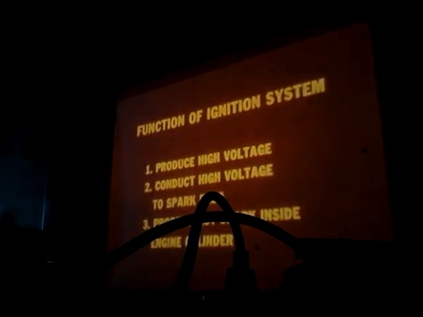Generating high voltage is only 1/3 of ignition system operation. We must get this high voltage to the spark plug with a minimum of losses, and it must be able to jump to ground inside of the engine cylinder to produce a spark hot enough to ignite the fuel-air mixture.